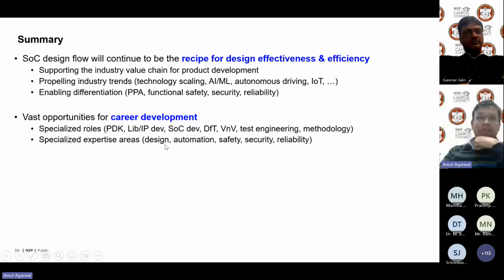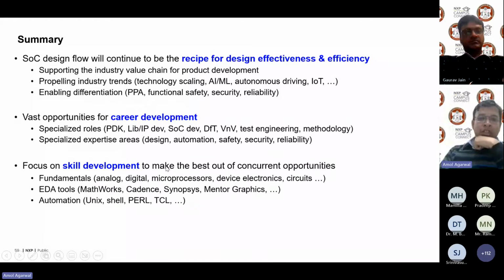And so you have design, but then you have automation, like EDA tools, which will provide you the tools to do this design. And as Gaurav covered, safety, security, and reliability are going to be even more important in the coming times. So there are vast overall opportunities for career development in semiconductor design. These are some of the things we should focus on for overall skill development to make best use of the current opportunities. Fundamentals are always important.